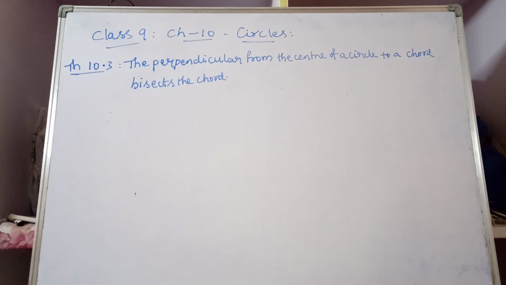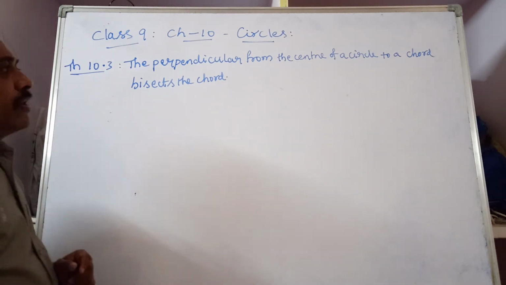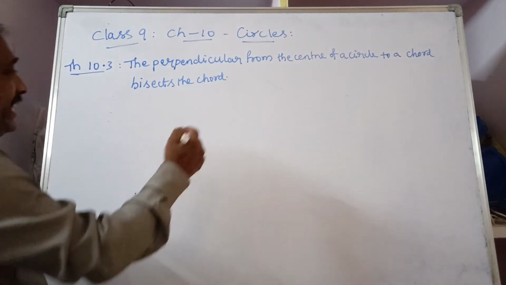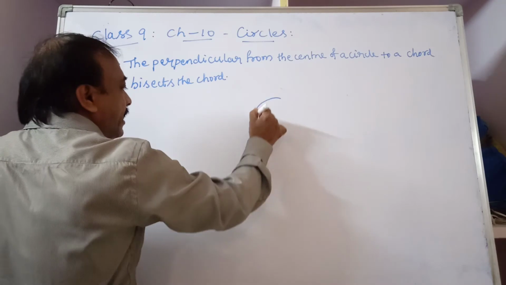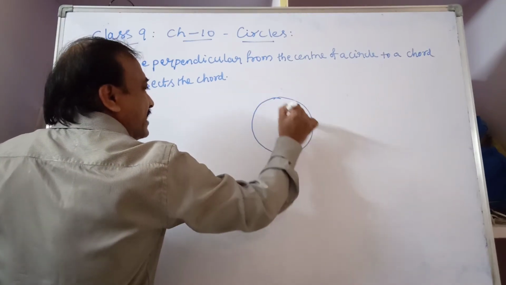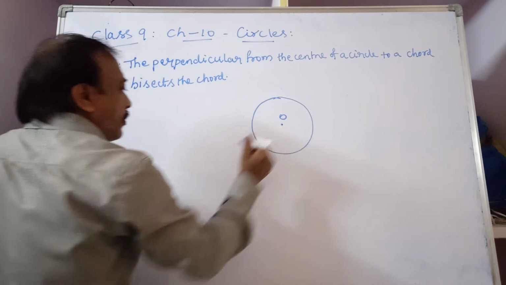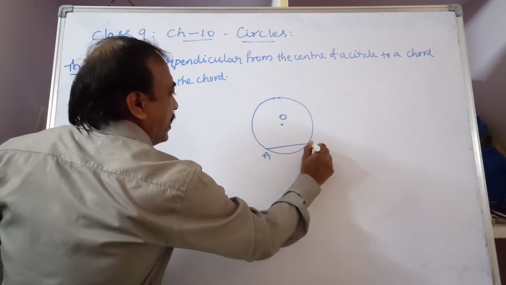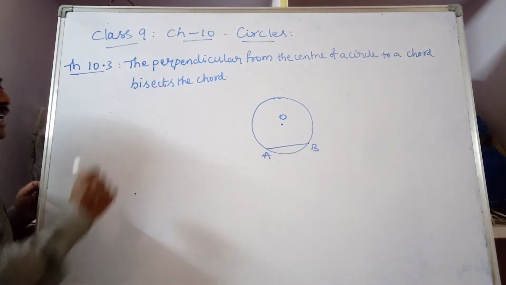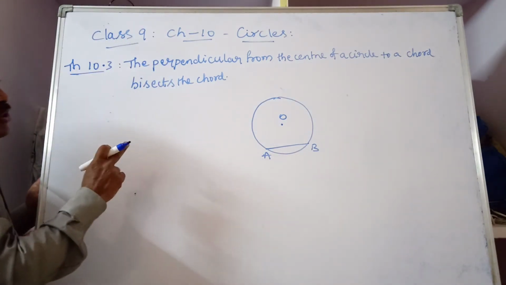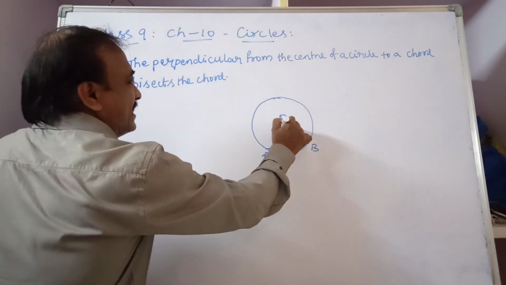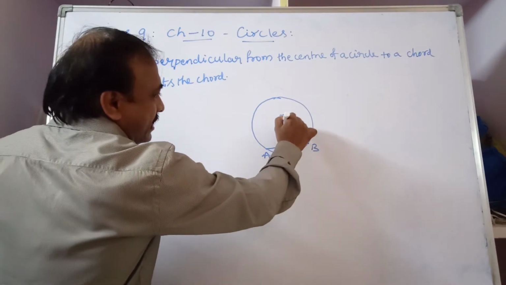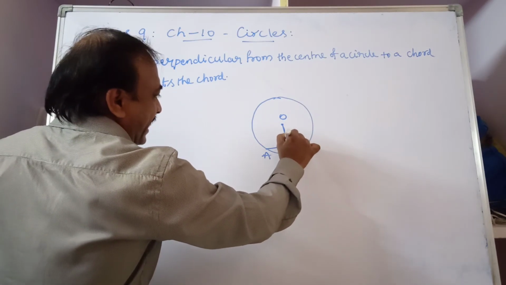Now we are seeing theorem 10.3. The perpendicular from the center of a circle to a chord bisects the chord. So here what he is saying in the statement, there is a circle with center O. This is center O. A chord is given. So AB is a chord. From center O, a perpendicular is drawn to the chord. This is a perpendicular which makes 90 degrees.